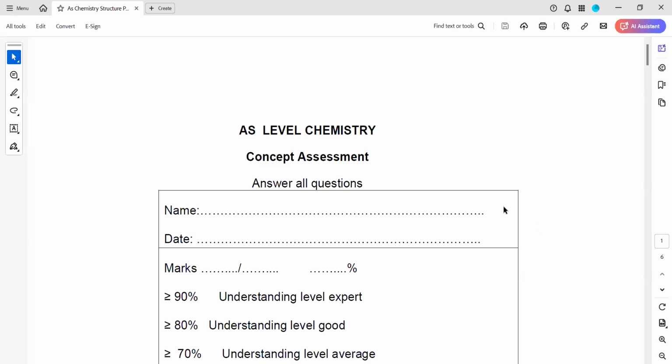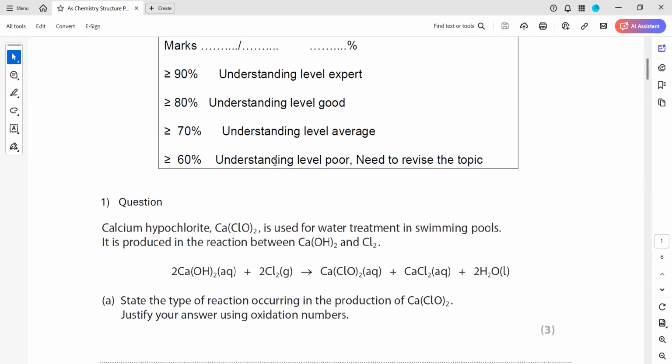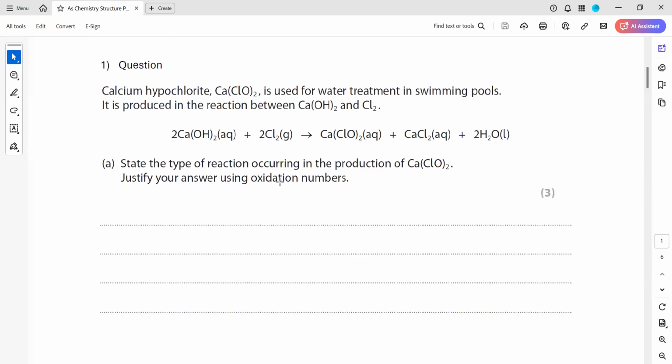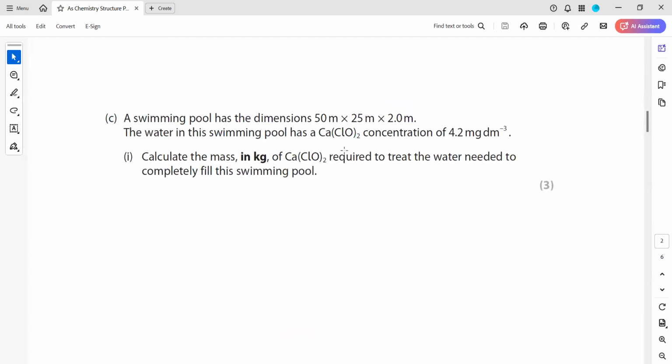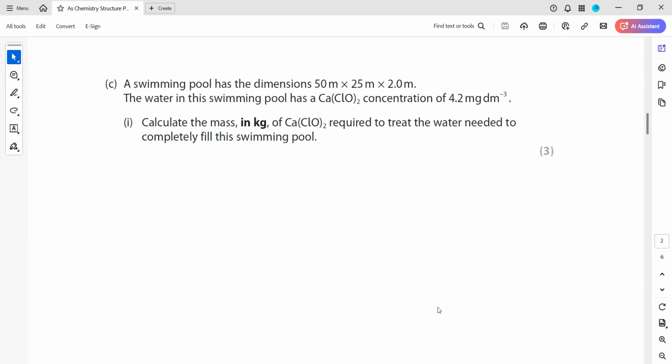So this was structure pop quiz 9. You can ask your doubts if you have any. Question 1 part A, no doubt. C, B, any doubt? C1, there's a doubt. Okay.